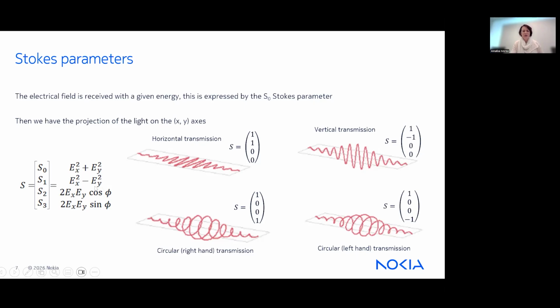Then we have, as was anticipated before, the fact that the propagation follows not perfectly circular but more elliptical waves, and this behavior is described by S2 and S3. In S3, for example, we have the circular right-hand transmission with the S3 parameter equal to 1, and the left-hand transmission with the S3 parameter equal to -1.